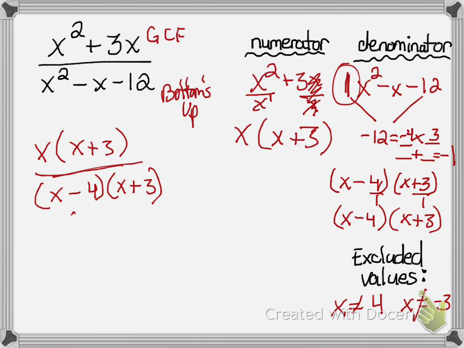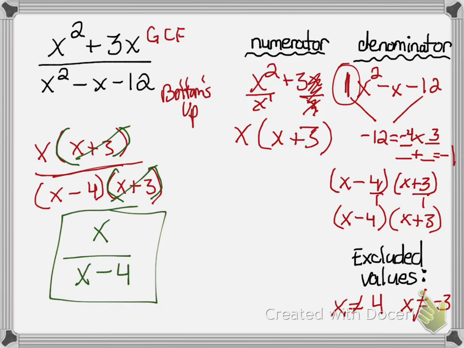Now let me actually simplify my rational expression. I'm going to ask myself, do I see any common factors in my numerator and denominator? Yep, I have the x plus 3 in the numerator as well as the denominator, so they will divide out. And that leaves me with x over x minus 4. And that's it.